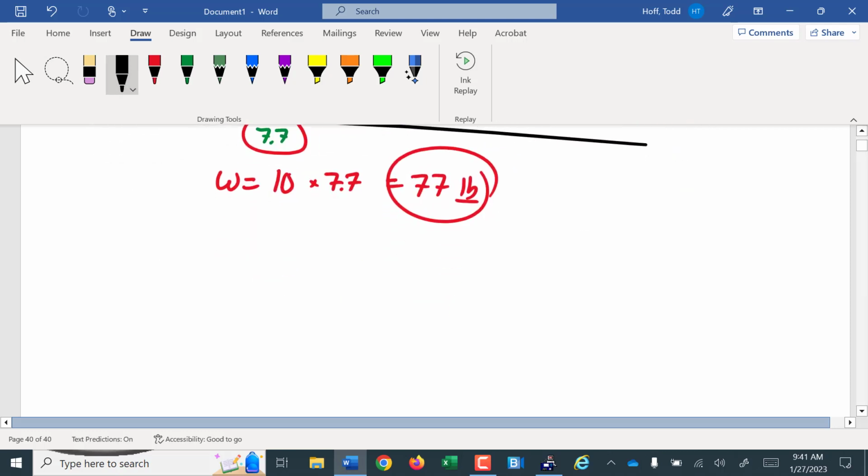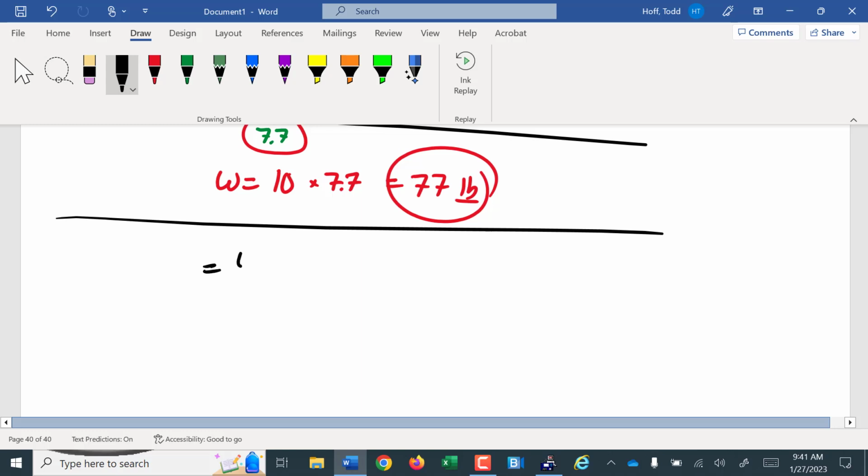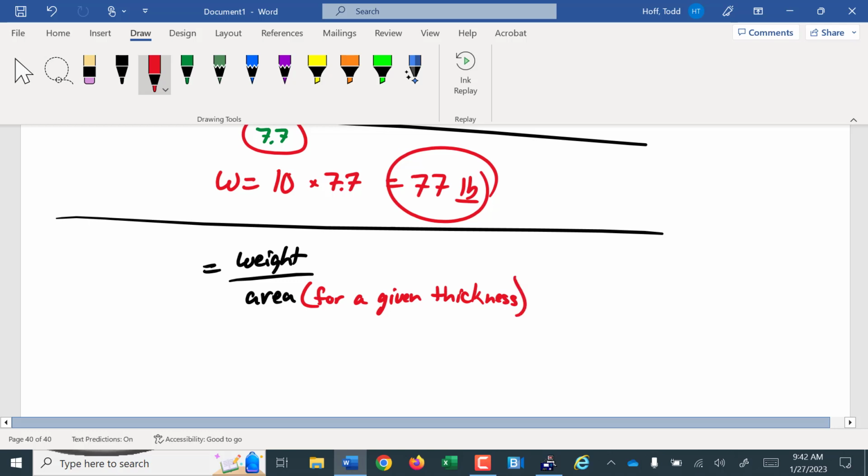Now the next adaptation to density that we use in practice is per square foot. So we might list it as weight per a unit of area, square foot or square inch. Typically we're doing square foot here. But it has to be specified that that area is for a given thickness. So really we're looking at volume. We're just taking an area and specifying a thickness. We're using the area and the thickness to create a volume, but we're calling it area.